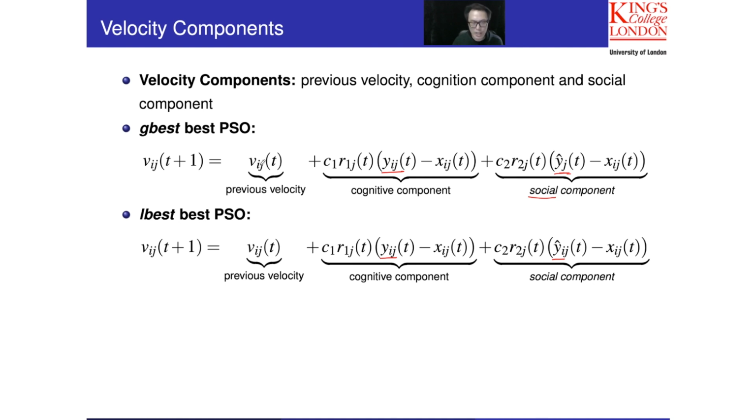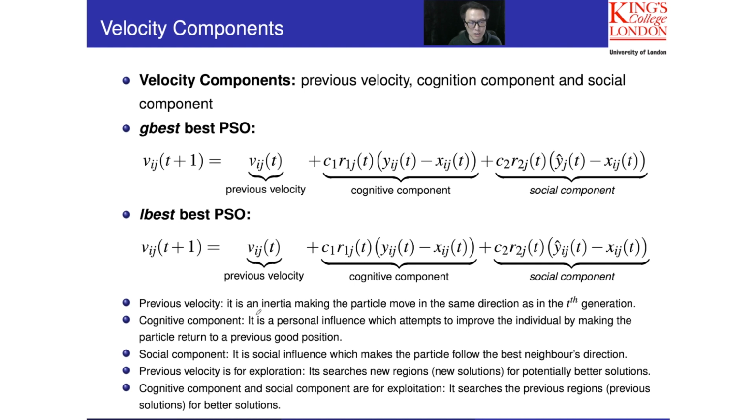In general, we can consider that the previous velocity is the inertia making the particle move in the same direction for the coming iteration. So the previous velocity is for exploration. It helps the particle to explore some new area. For the social and cognitive components, there is historical information, so it is more about exploitation. It searches for previous regions with good solutions.